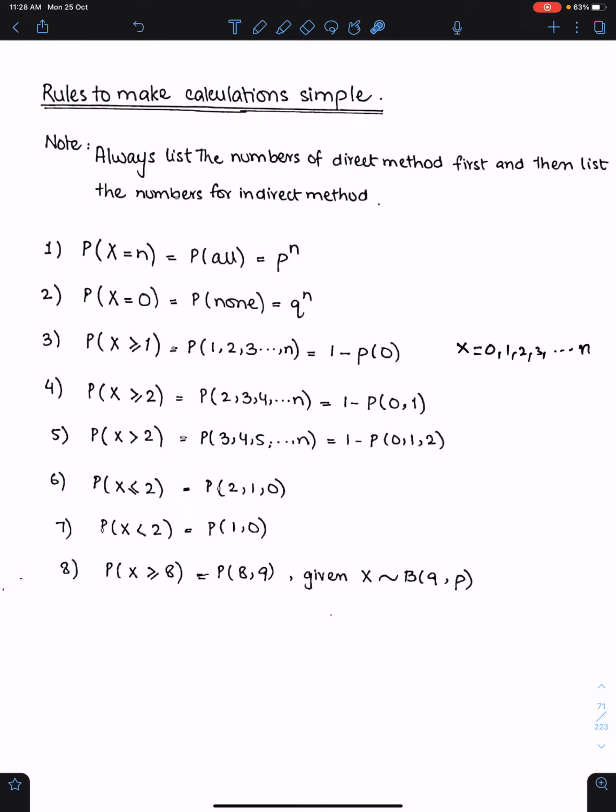You can do this through the direct method, because we have fewer numbers here. We always use the direct method for these probabilities. 2, 1, 0. Less than 2, just 1, 0, because 2 is exclusive. If n is 9 and we need probability of 8 or more, we have to use the direct method. We just need probabilities of numbers 8 and 9. So we do this in this way: probability 8 plus probability 9.